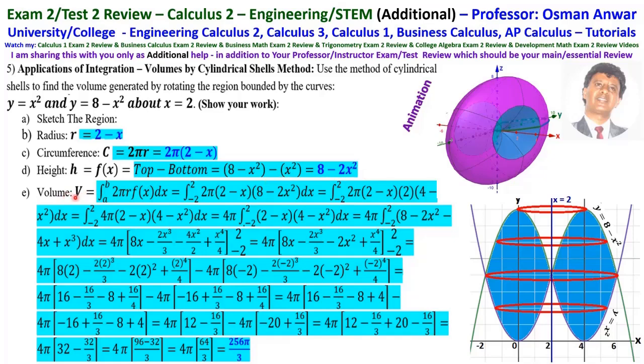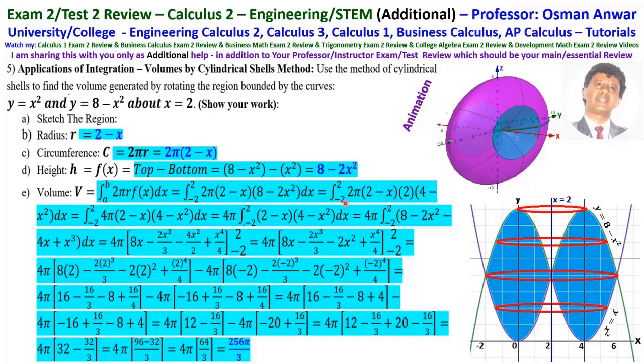Then the volume is the integral from a to b of 2 pi r f(x) dx. That is the formula for integration by cylindrical shells. So that is a to b, where a is minus 2 and b is 2. The integral of pi, r is 2 minus x, and f of x is the height, which is 8 minus 2x squared, dx.